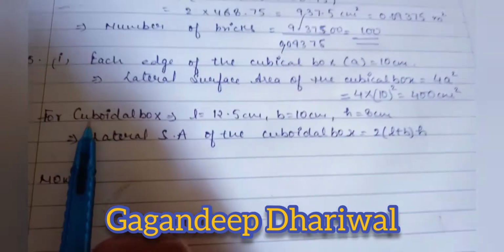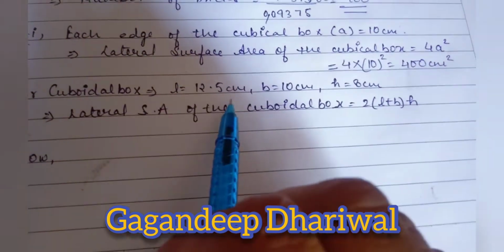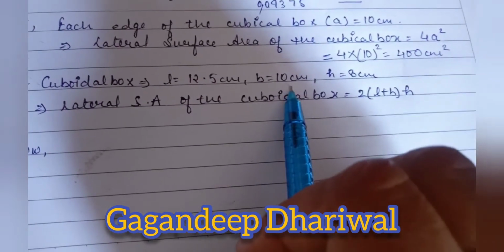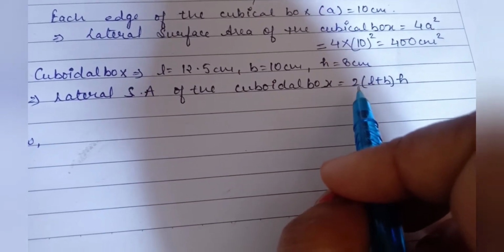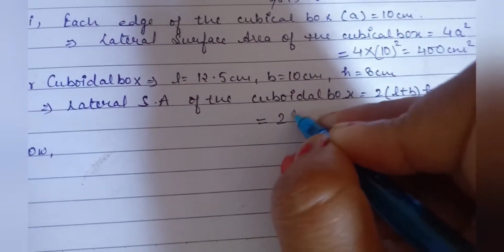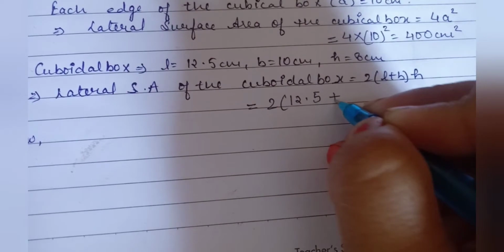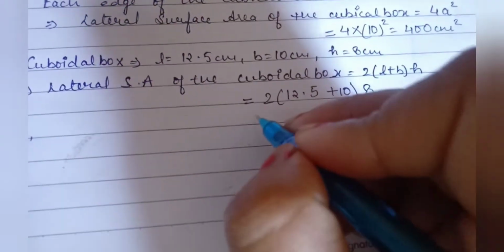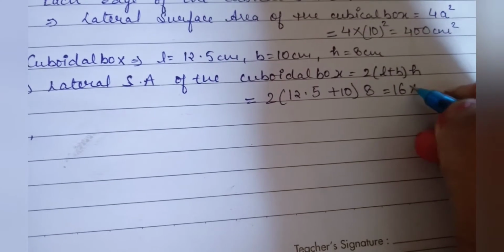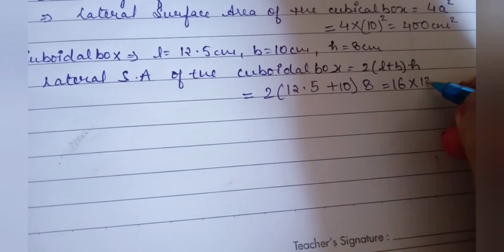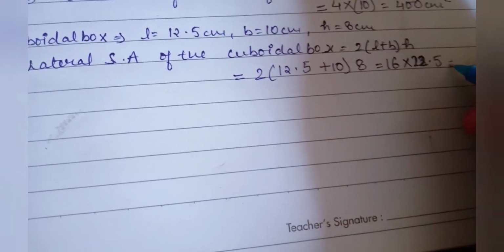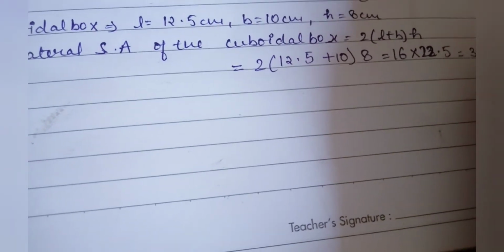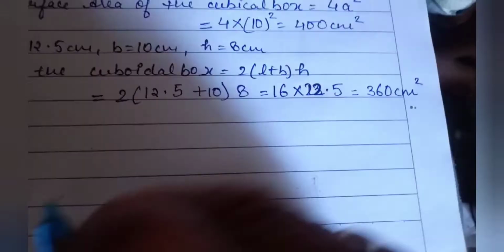Now for the cuboidal box, length is 12.5 centimeter, breadth is 10 centimeter, height is 8 centimeter, and the lateral surface area of the cuboid is 2 into bracket L plus B into H. Now put the values, so we will get 2 into (12.5 plus 10) into 8, so that is 16 into 22.5, which is equal to 360 centimeter square.